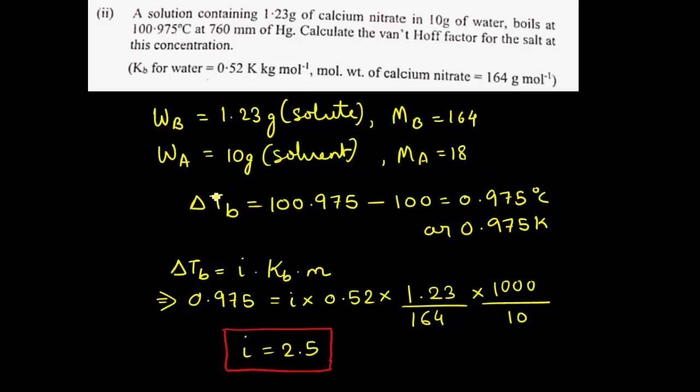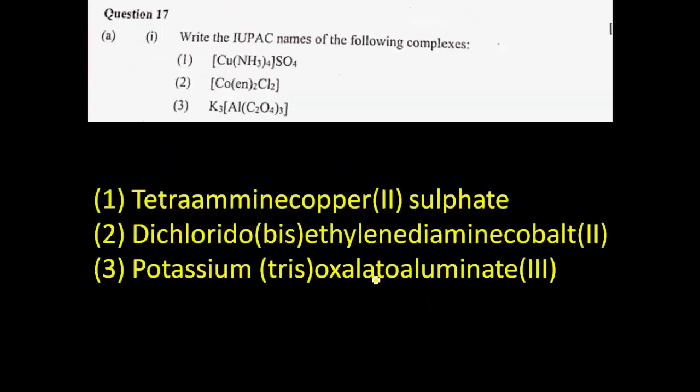So now we can find the elevation of boiling point. This is equal to the boiling point of the solution minus the original boiling point of water, which is equal to 0.975 degrees C or 0.975 Kelvin. Now these two are same because this is just the difference in temperature, and the difference in temperature in both the Celsius and Kelvin scale is same. So now we use this formula, delta Tb is equals to I times Kb times molality. Put everything, we know everything. I is the Van 't Hoff factor, which is to be calculated in this question, and we get the I value as 2.5.